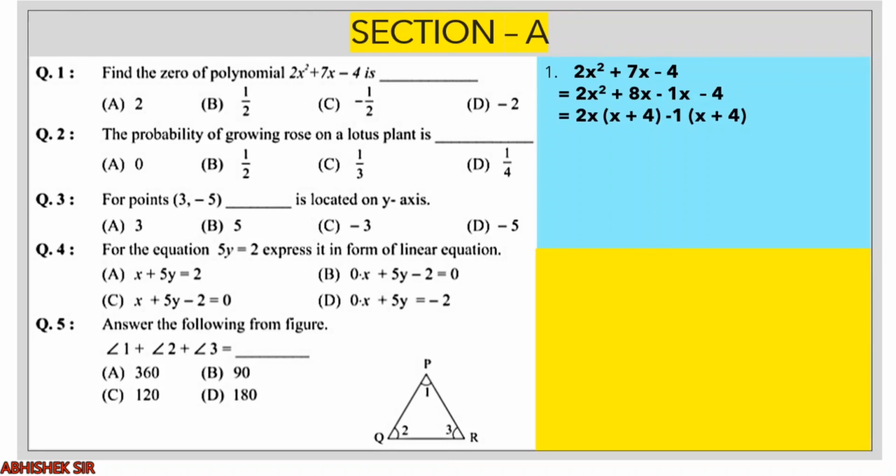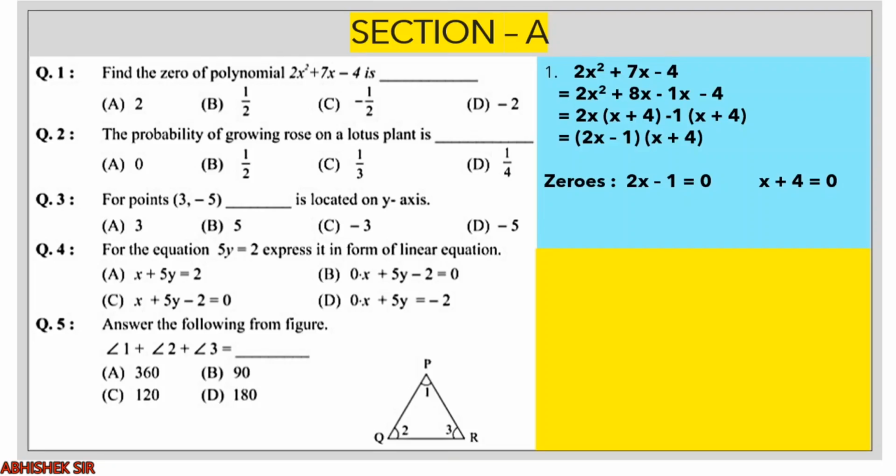We will take common from first two terms 2x. So in bracket it will be x plus 4. From last two terms minus 1 is common. So x plus 4. All the terms which are outside the bracket, 2x minus 1 and x plus 4. Now what we will do, simultaneously both will be compared with 0. So over here you can see 2x minus 1 equals to 0, x plus 4 equals to 0.